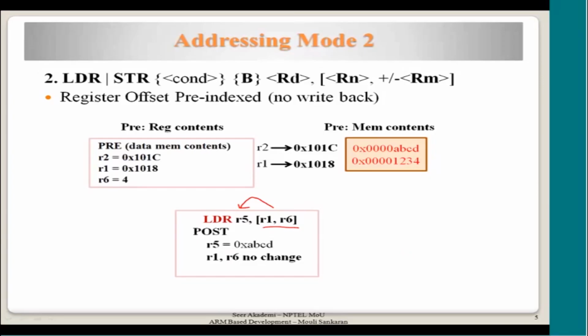So, what does the name signify? Register offset. That means the offset value is inside a register. What is pre-indexed? Pre is doing something before. Before accessing the memory, I want to do the calculation. That's why it's called pre. Why is it called indexed? Because I am indexing the memory from the base. I do that and then try to access it.